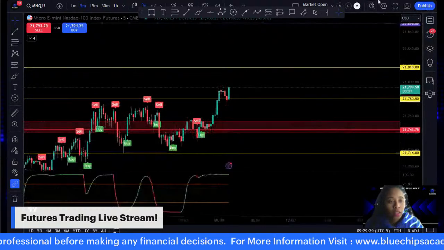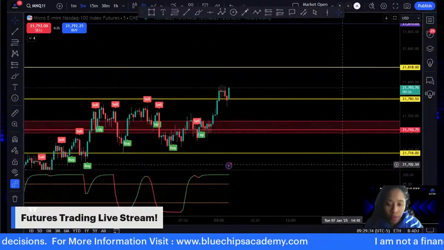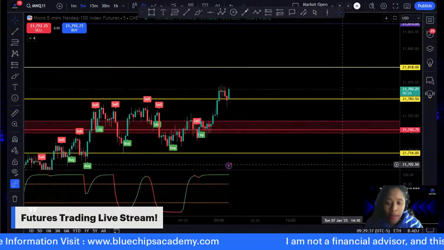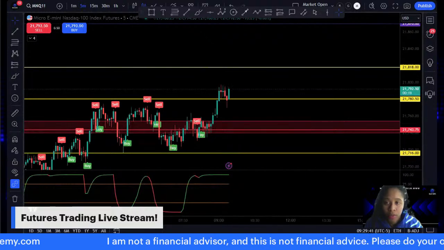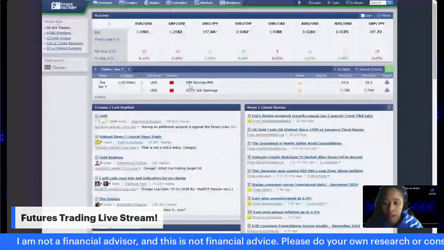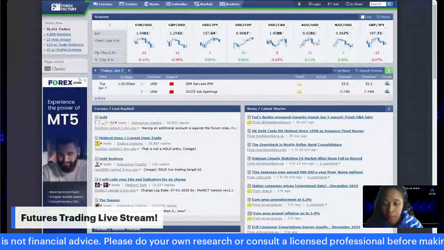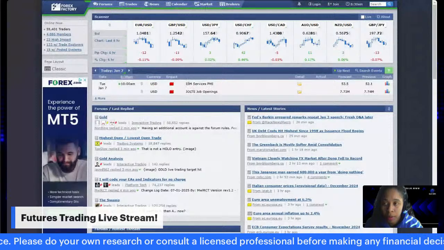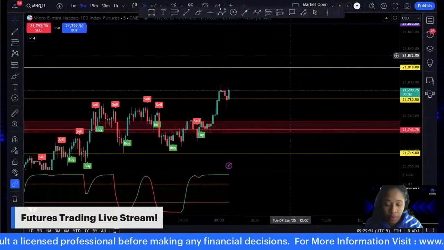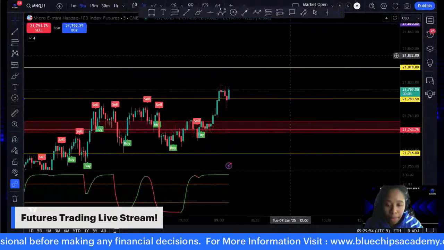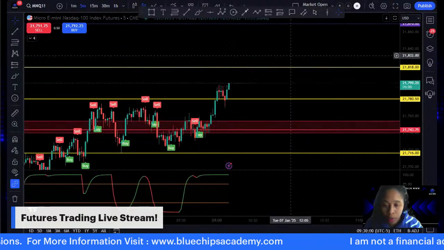Okay. And we do have news at 10 o'clock, so let's keep that in mind. At 10 o'clock we have two red folders: the ISM services PMI and the JOLTS job openings. I'll go over that in a minute, but let's just see how this candle does. And for those of you who aren't familiar with news, go to forexfactory.com. Okay, here we go.